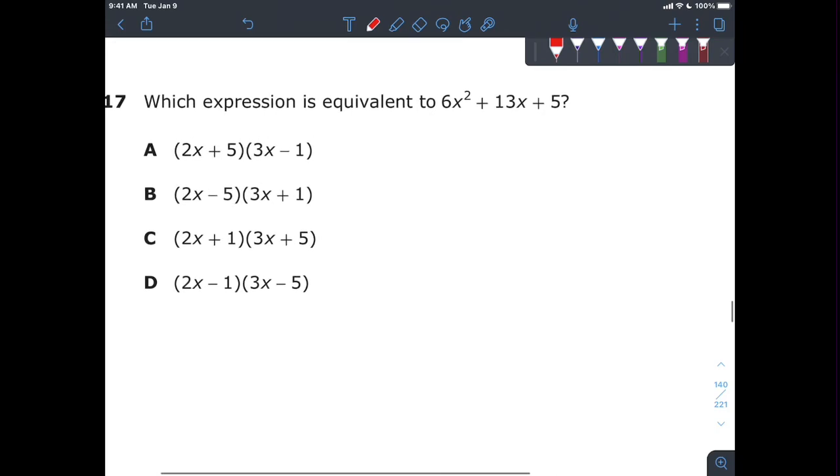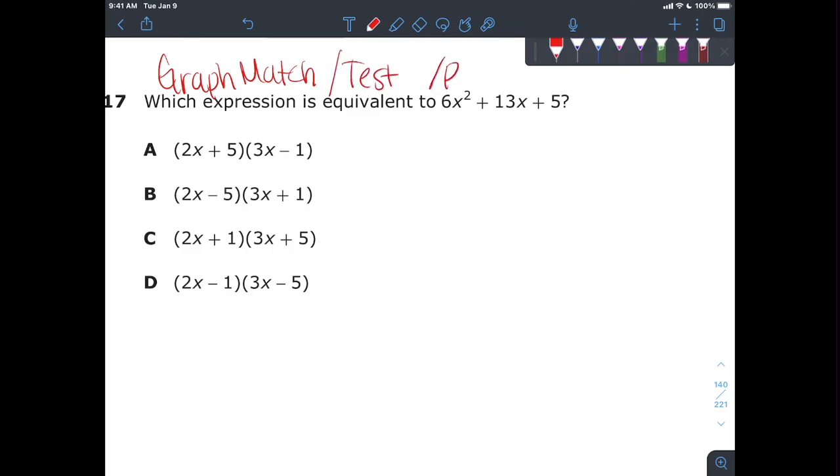Number 17. Which expression is equivalent to this? They're asking me to factor. So there are lots of different ways to do this. I can graph match. I can test. Or I can do a polyroot and back work it. But let's do this the proper way and go ahead and factor. So 6 times 5, and I need two numbers that add up to give me 13. So 1 and 30, 2 and 15, 3 and 10. There are my numbers.